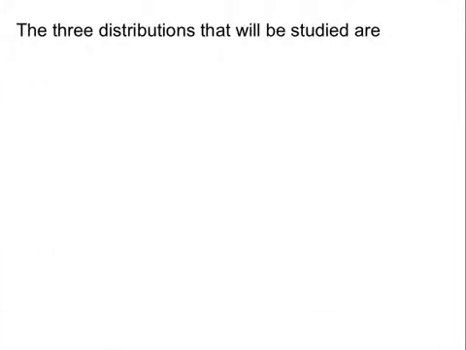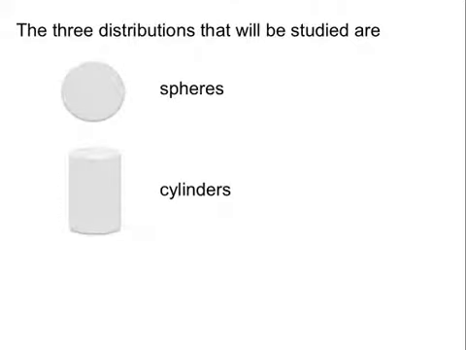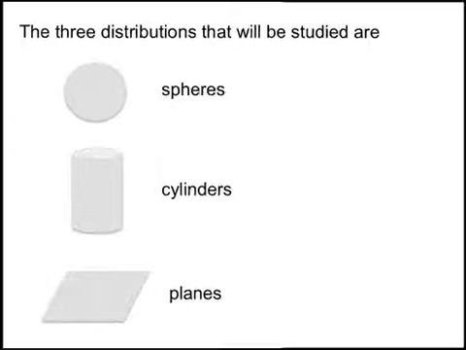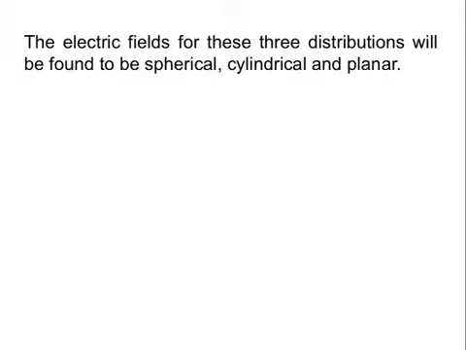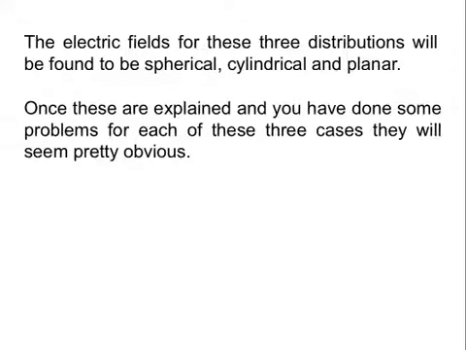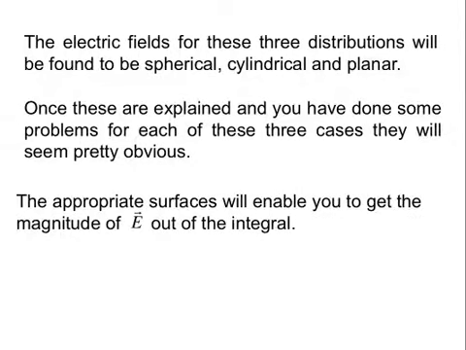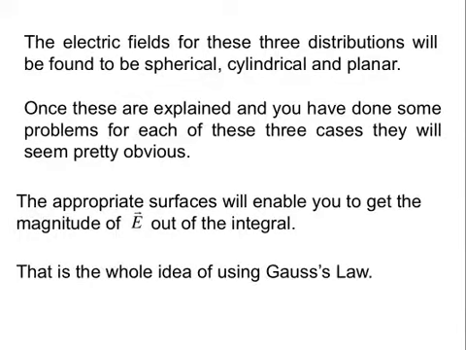The 3 distributions that will be studied are spheres, cylinders, and planes. The electric fields for these 3 distributions will be found to be spherical, cylindrical, and planar. Once these are explained and you have done some problems for each of these 3 cases, they will seem pretty obvious. The appropriate surfaces will enable you to get the magnitude of E out of the integral. That is the whole idea of using Gauss's law.